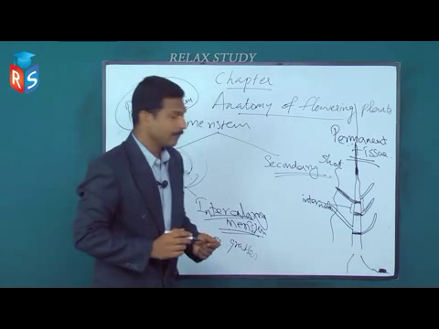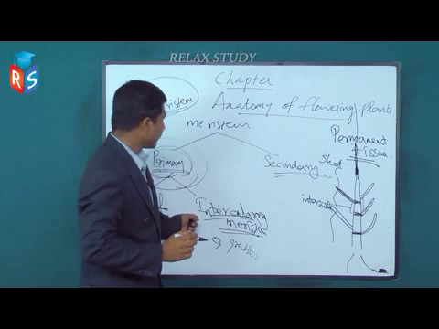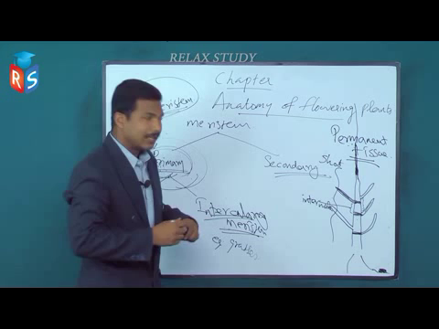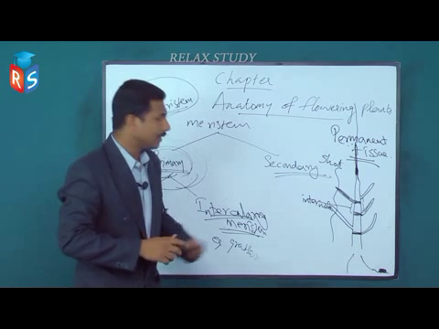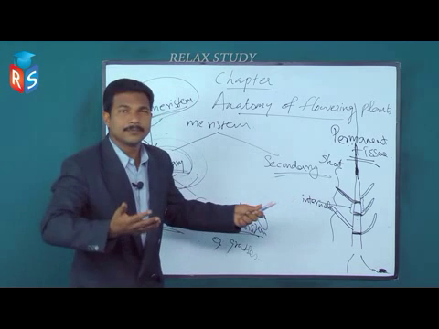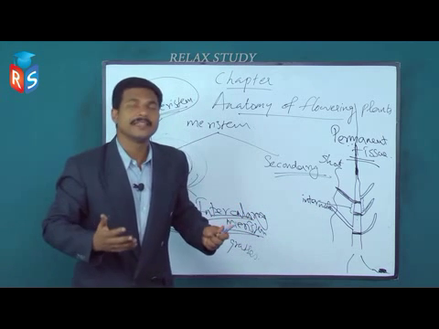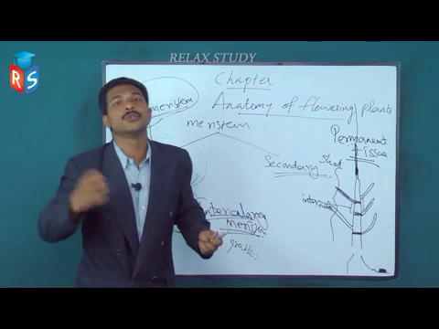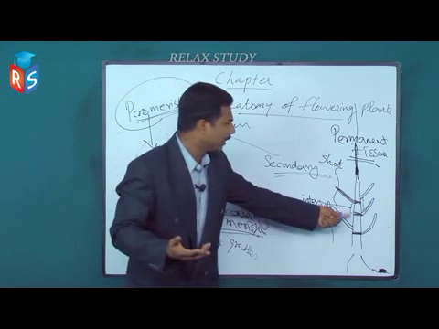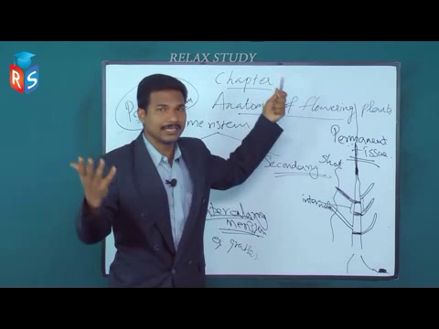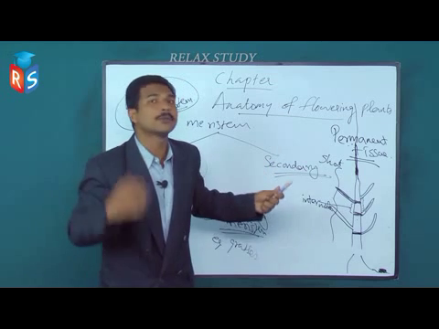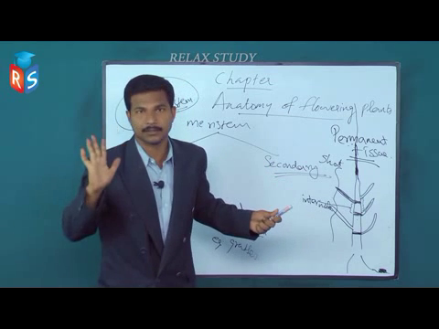That is a character. So what is the function of this intercalary meristem? Intercalary meristem is present at the base of the internode, and based on the requirement of the plant body, it will divide and produce new cells. Later, whenever the shoot part gets very old and mature, it will disappear, or it will merge with the permanent tissue. Then it will not be there.